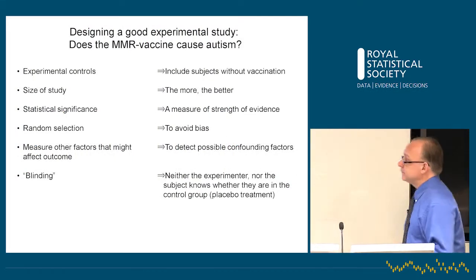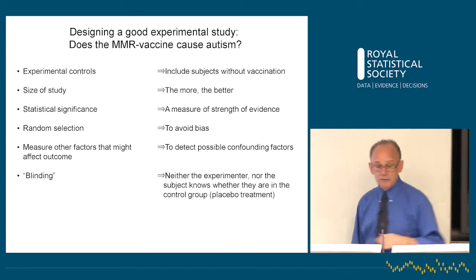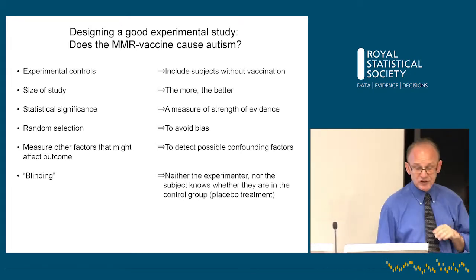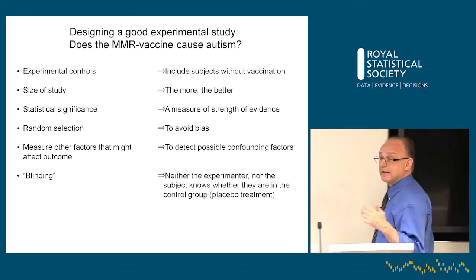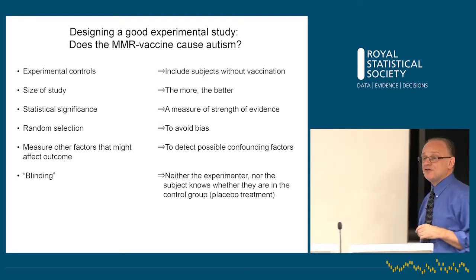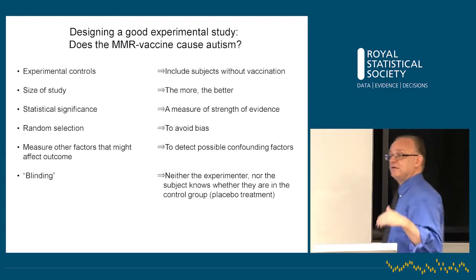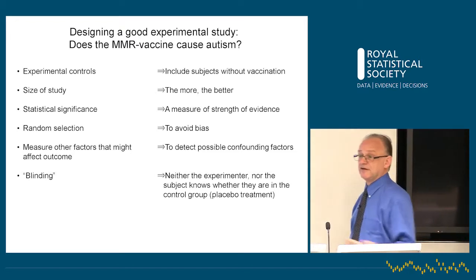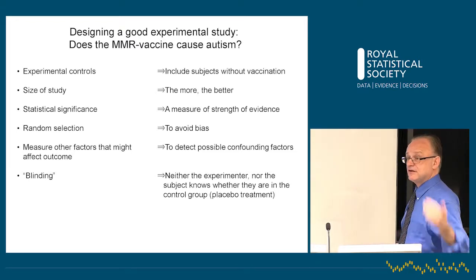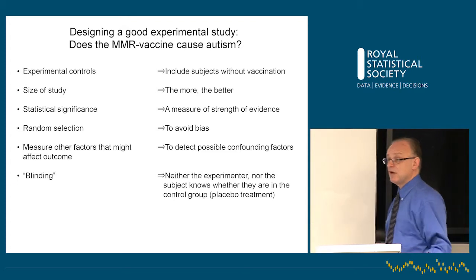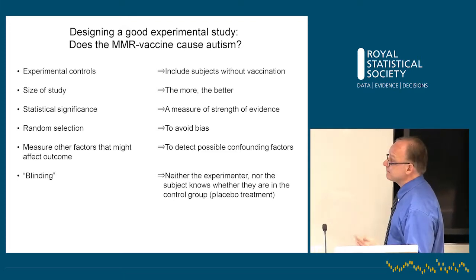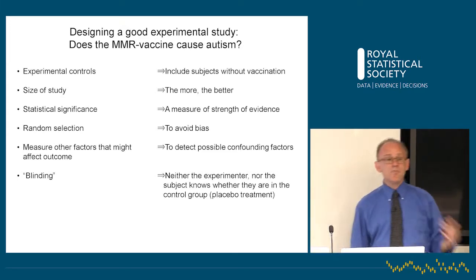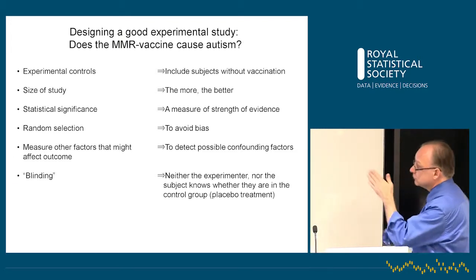So these are the ways of doing a really reasonable study. We start off with experimental controls. That includes the subjects who've never been vaccinated, to see what the underlying rate of autism is. Because if the ones who've got the vaccine are just the same, then it's not very impressive, is it? Size of study, the more the better as a general rule.